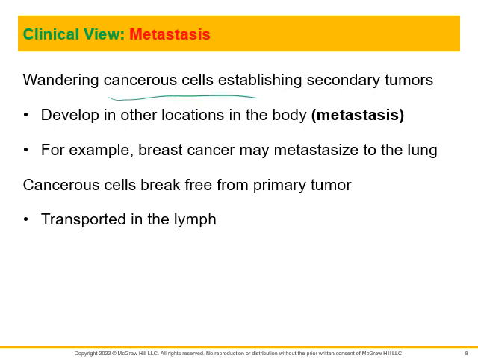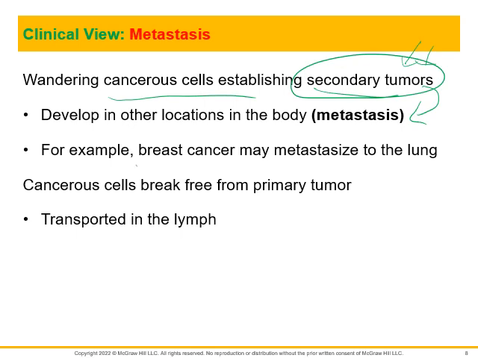So wandering cancer cells can establish secondary tumors. This is something that we would call metastasis. If a cancer cell is picked up in the lymphatic system and it journeys to another organ and sets up tumors there, that's metastasis.